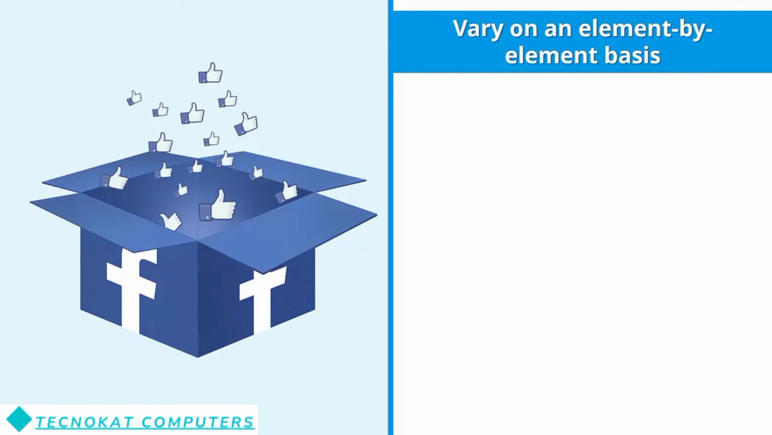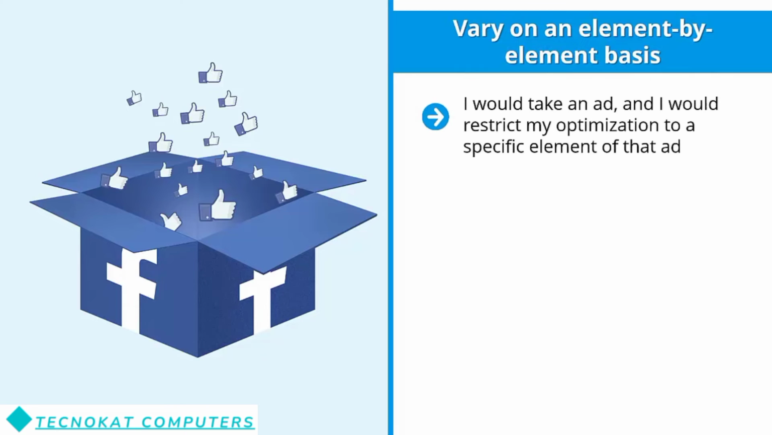Vary on an element-by-element basis. I would take an ad, and I would restrict my optimization to a specific element of that ad. Every ad actually has many elements. There's the graphics, the heading, the description, the link. I would start with one element, and I will come up with different versions. The most obvious part is the picture. So I'd play around with the different pictures and see which gets the most clicks. I would then come up with a variation of that picture and see if I can improve my click-through rate.